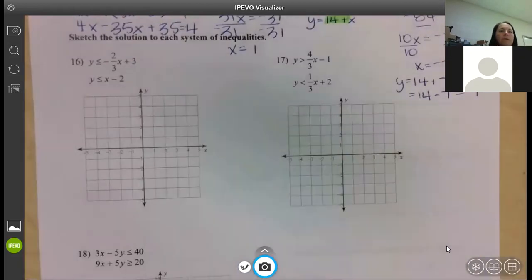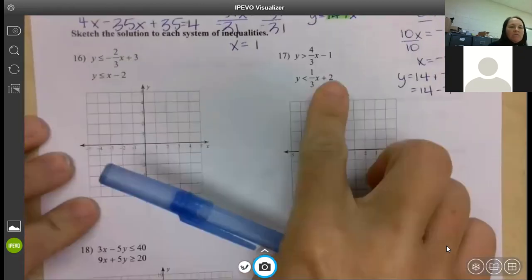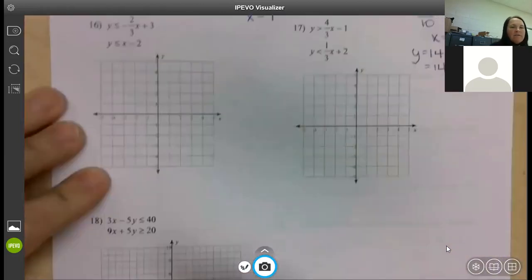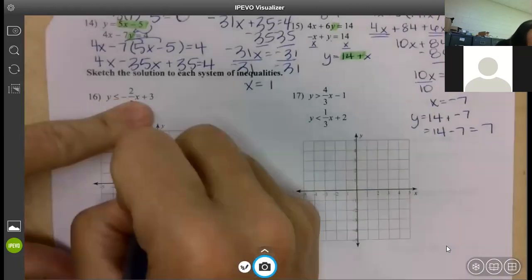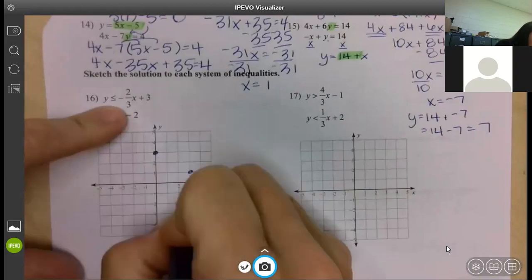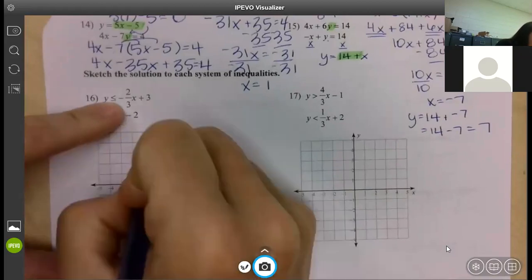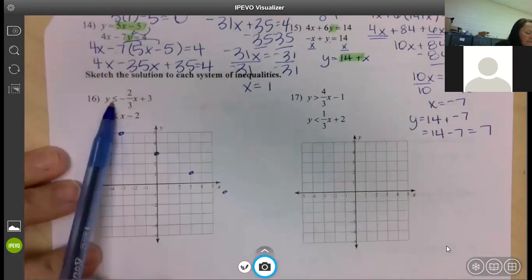All right. So we're going to start with the very first one. These are really easy because they're y equals; this one we have to solve for to get there. So y equals, we're going to start at 3, and we go down 2 and right 3, or up 2 and left 3. And then it has a line, so it's solid.